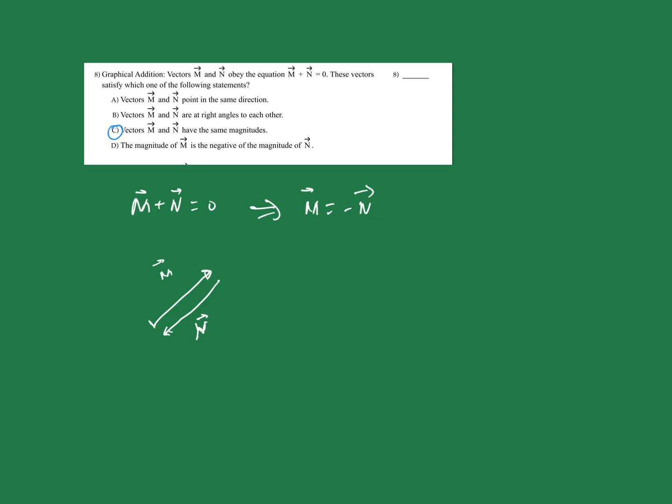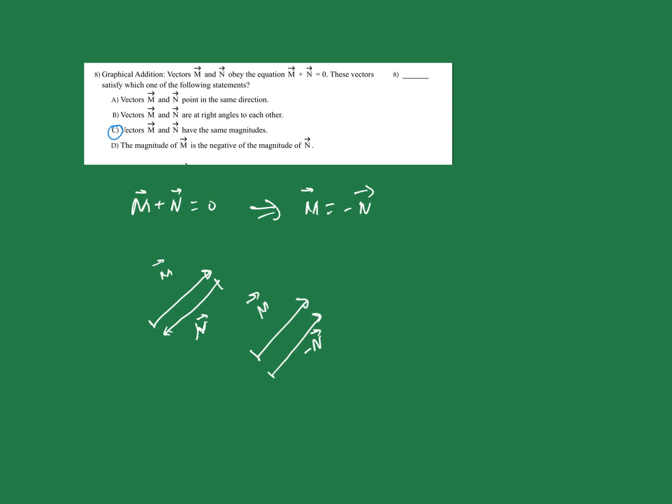Oh, so let's do it again. M is equal to minus n. N is like this, so minus n is like this. This is what the equation says. So vectors m and n have the same magnitude. Read all the options. I think C is the only option. Let me read it. The magnitude is the negative.